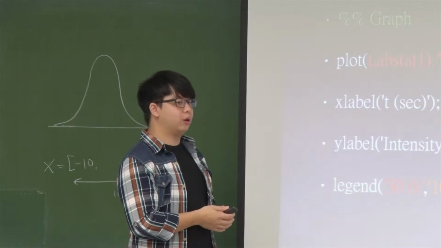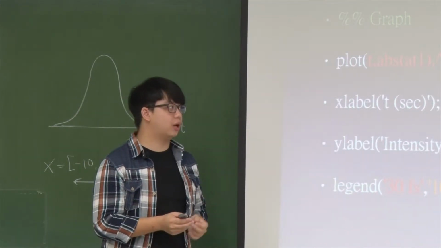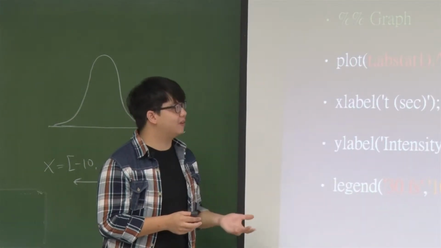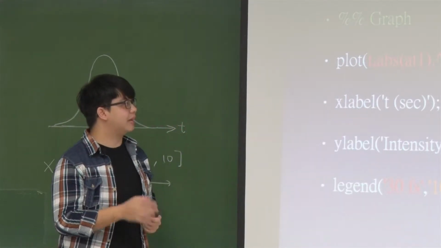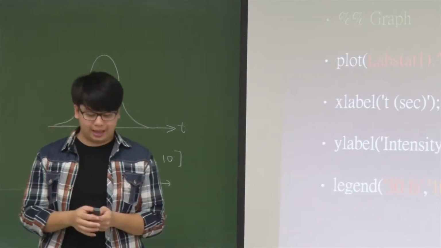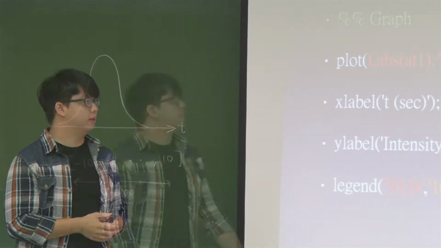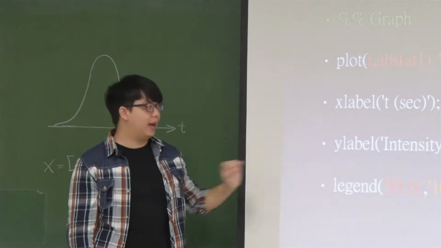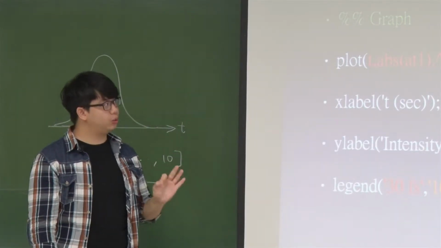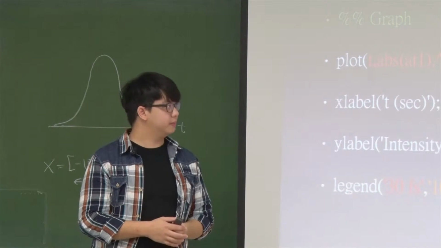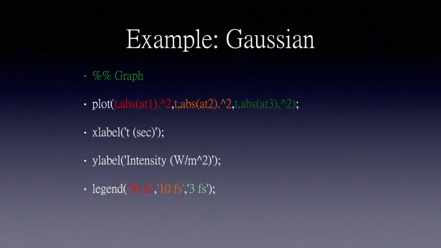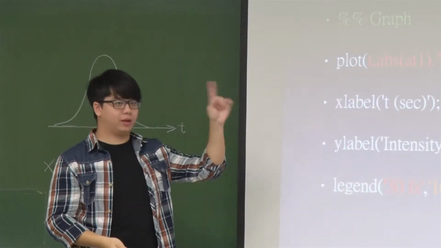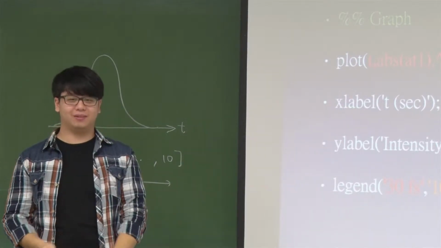In the future homework, we always use intensity. So when you're graphing, if not specified, please graph intensity, since that is what your instrument can measure. After you plot, you put the X label and the Y label, and also a legend, since there are 3 different pulses in this case. Now, hit run, and then save it as a file, and see what will happen.